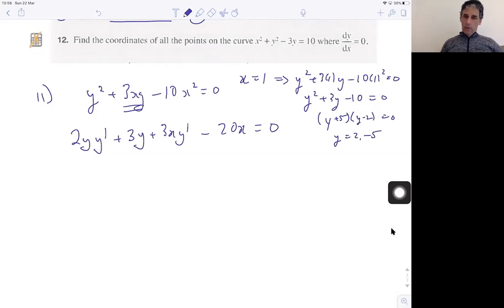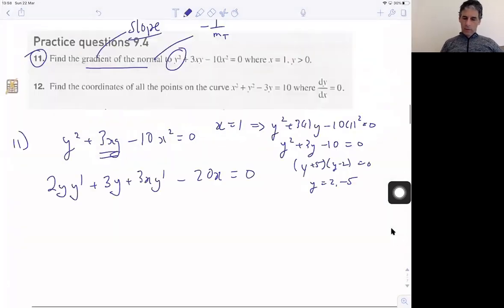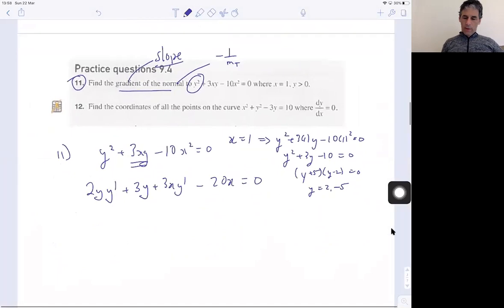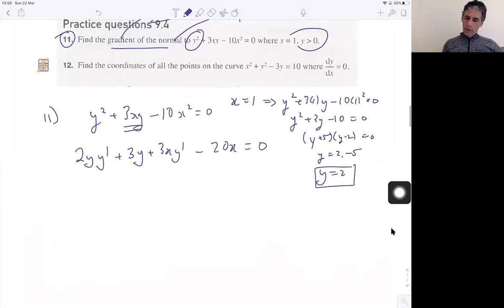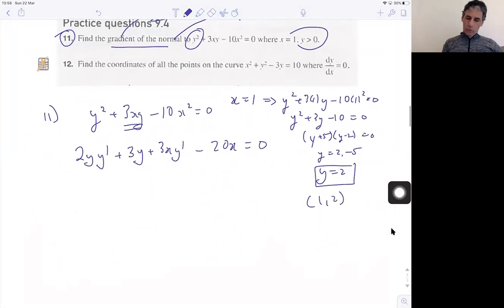Okay, now we can probably scroll back to see the question. It says that y has got to be greater than 0. Often when there's two values, only one works, so y is 2. So the point of tangency is (1, 2). That is going to go into our gradient expression.